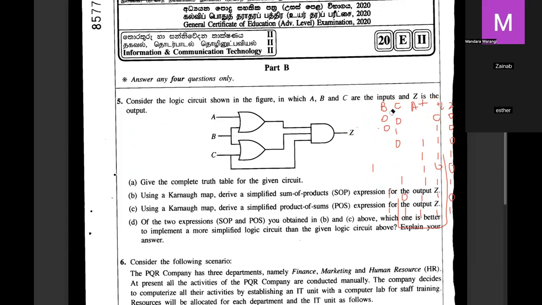The question is, I will read the question. Using a K-map, Karnaugh map, derive the simplified sum of products, SOP expression from the Z, which means the output. I have the output here on the screen. You can look at it and do the question. 3 minutes.